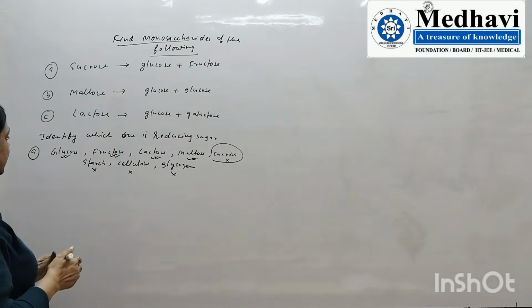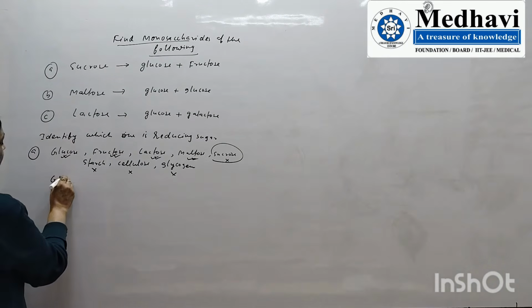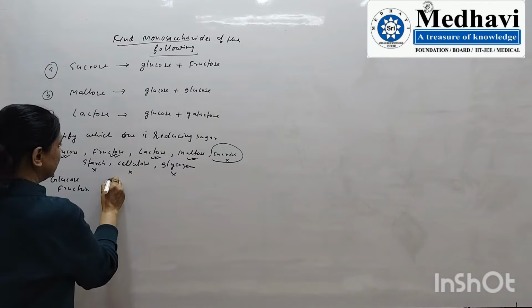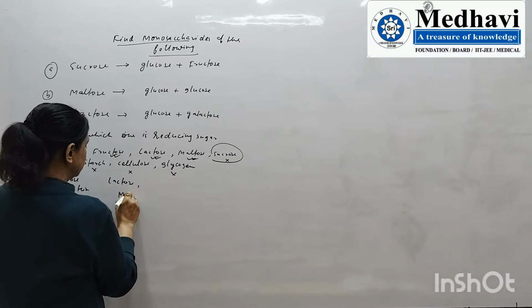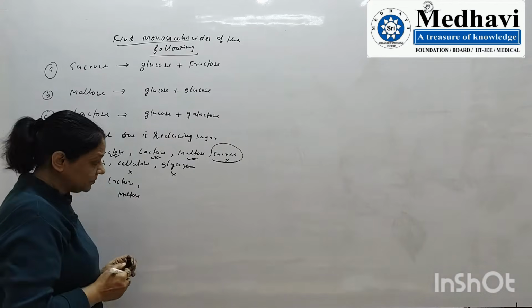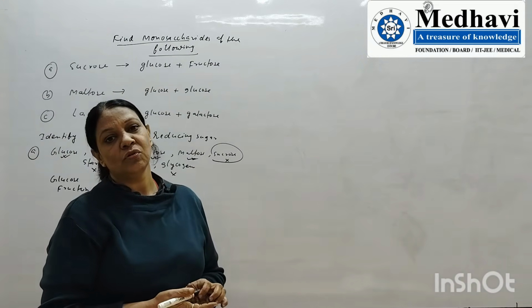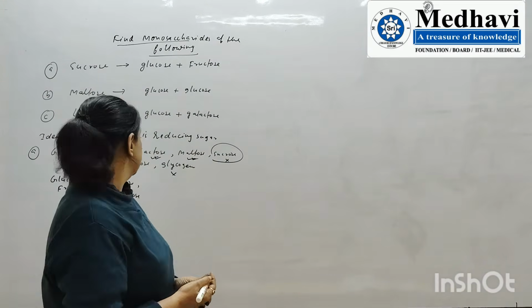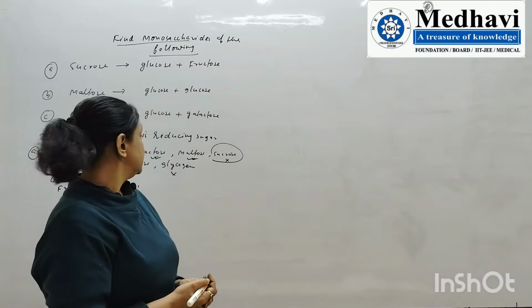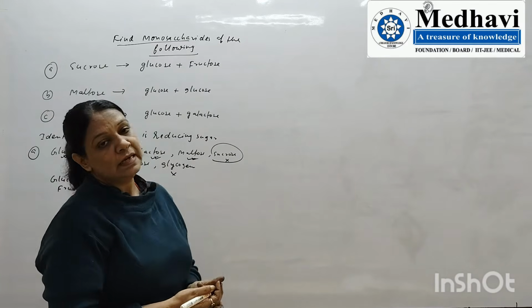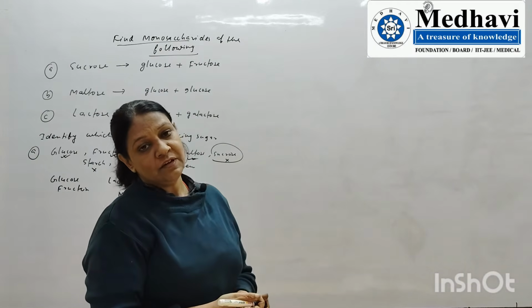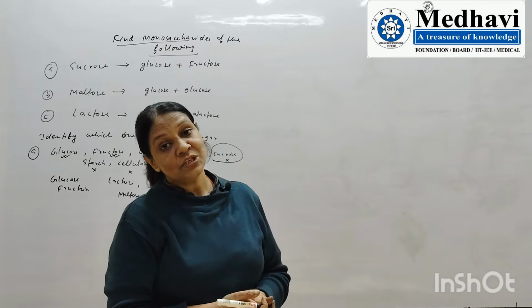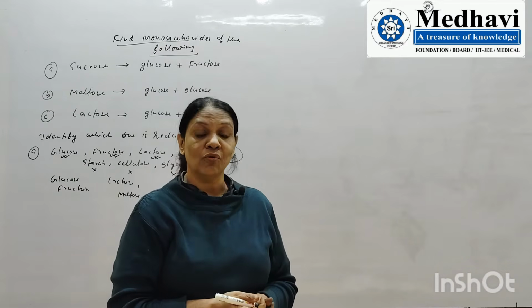So in this case, you will say that glucose, fructose, lactose, maltose, they all are reducing sugar, whereas sucrose is non-reducing sugar, starch is non-reducing sugar, cellulose is non-reducing sugar, glycogen is non-reducing sugar. The third question that will be asked is based on the structure of glucose.